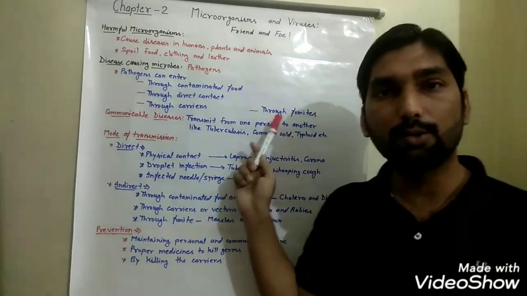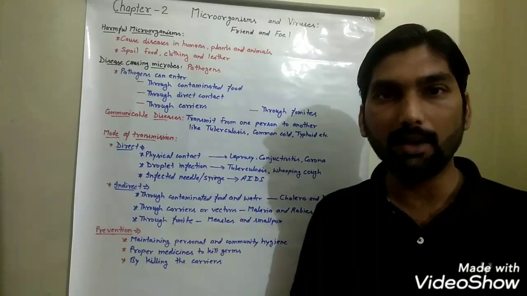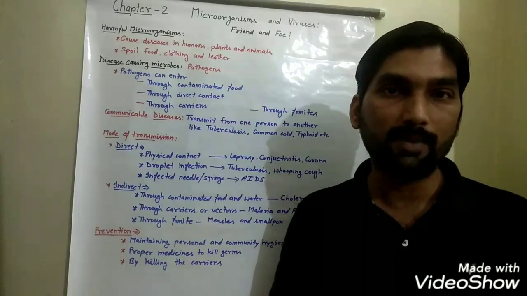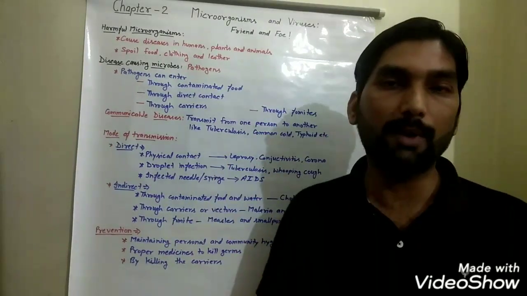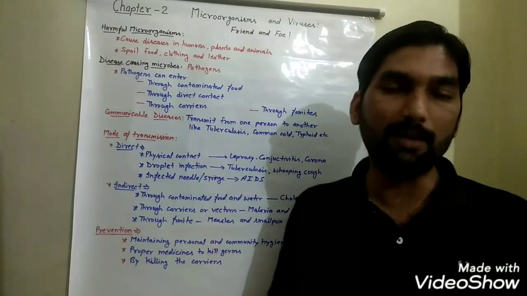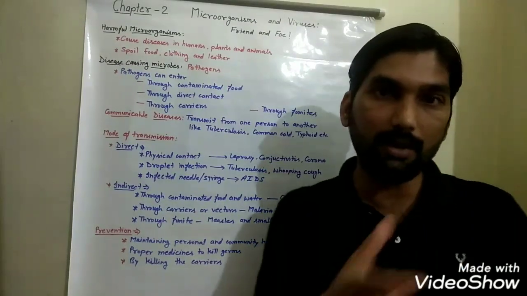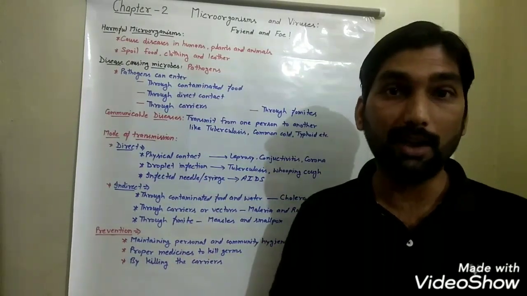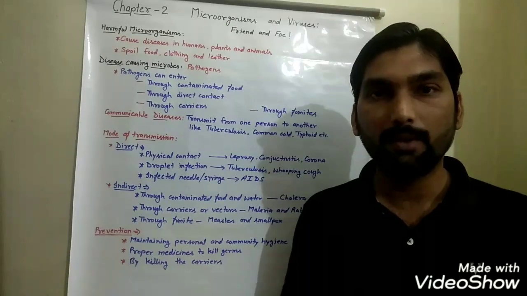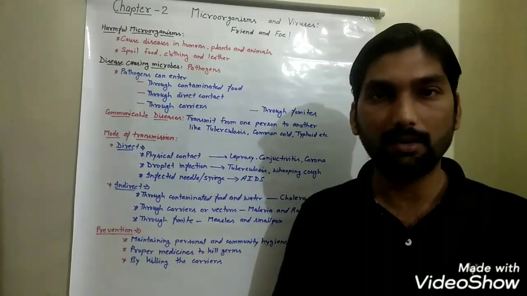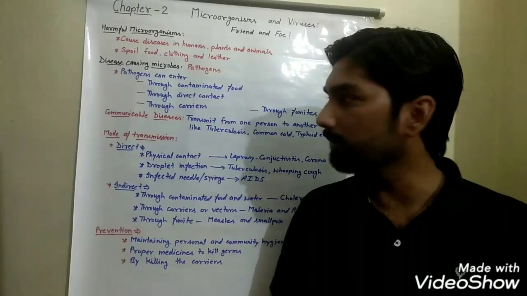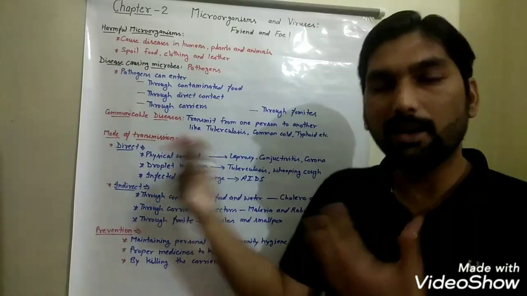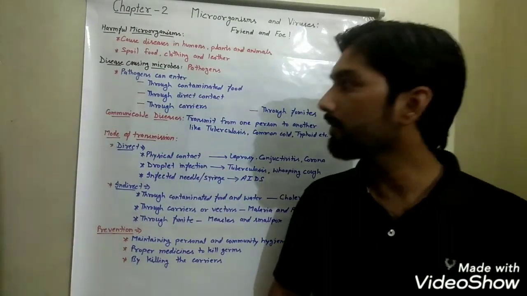And the last one is through fomites. Fomites are substances like a bed, utensils, a chair, a comb or a towel, which are used by an infected person. So if a healthy person uses the same fomite, the same utensils or comb, there is a chance of being infected by the same disease that was caused to the infected person. So through these ways, microorganisms can enter a healthy person's body.